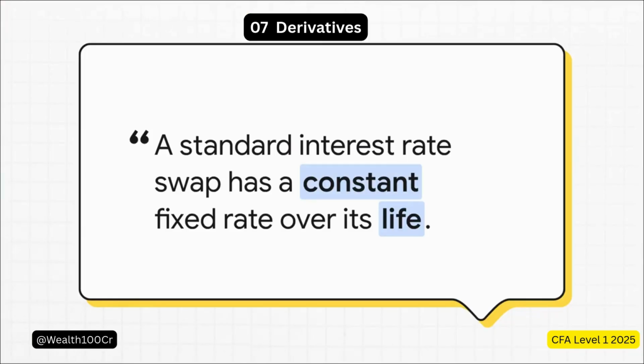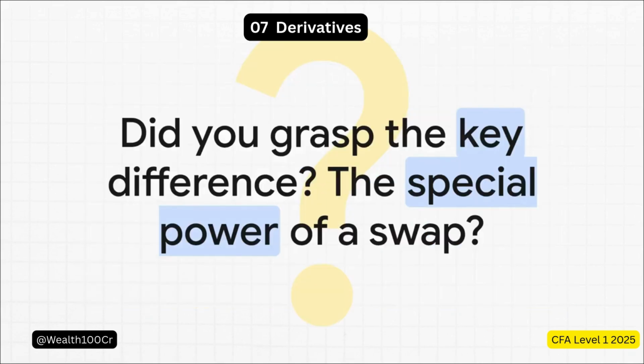Let's read this sentence together. A standard interest rate swap has a constant fixed rate over its life. What does constant mean? It means unchanging. It stays the same. Remember our friend Anil and his mobile plan? It was always 499 rupees every month. It didn't change. Just like that, the fixed rate in a swap does not change for the whole agreement. This is very, very important. So, did you understand this? This is the special power of a swap. If you had many forwards, you would need a different price for each one. But with a swap, you get one agreement for many dates with just one single fixed rate for all of them. Isn't that amazing? That is its special power.